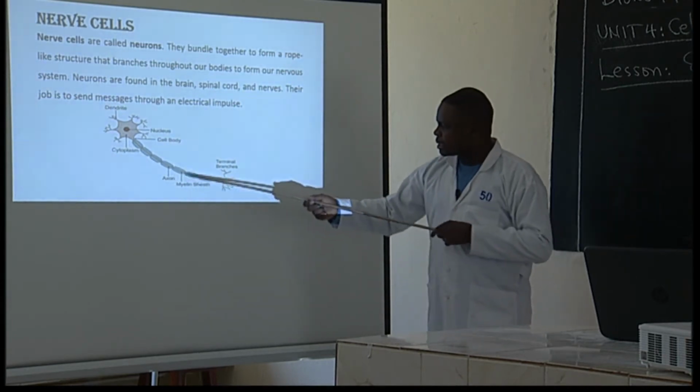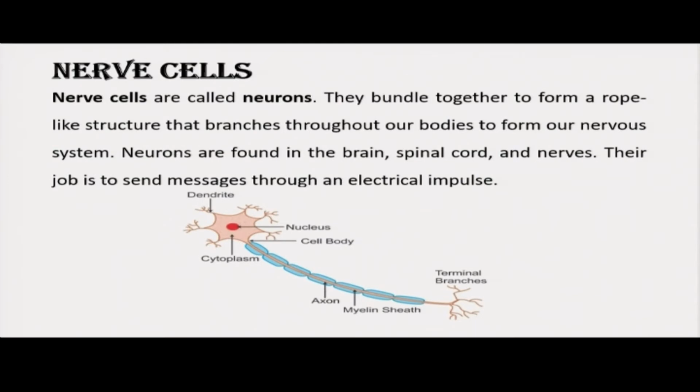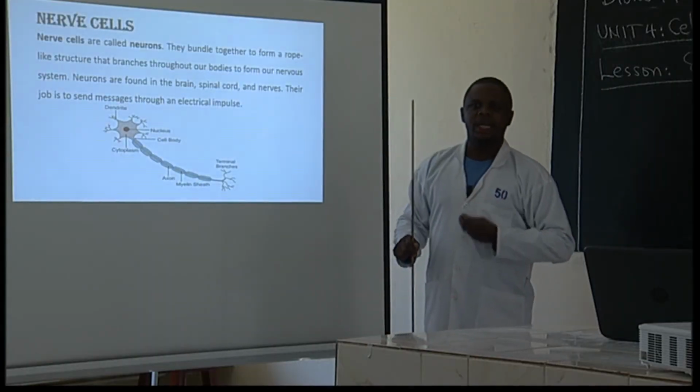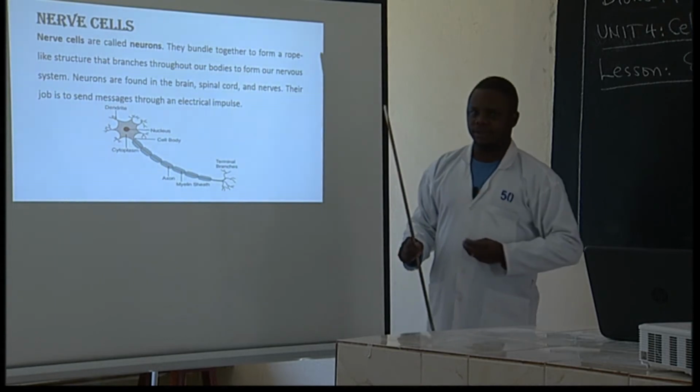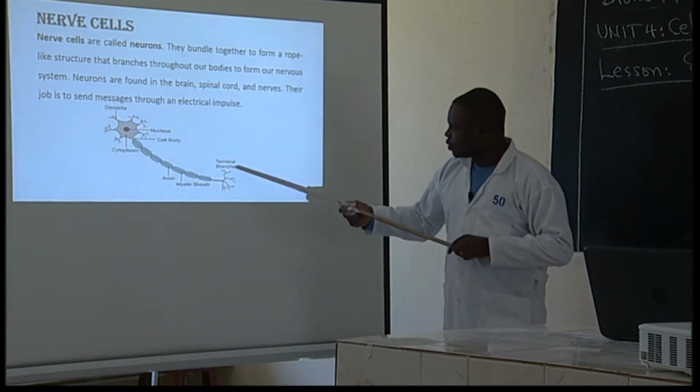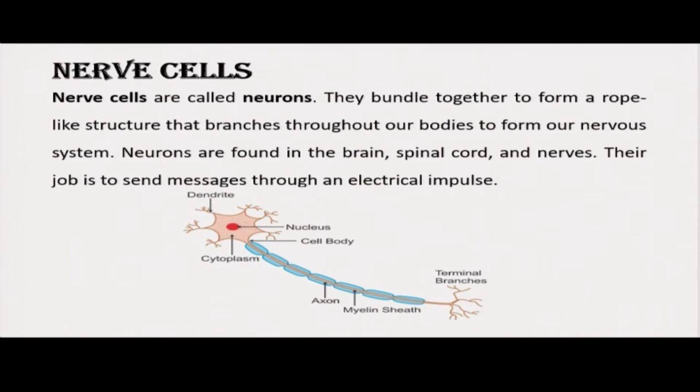The axon is surrounded by the myelin sheath. The myelin sheath is very important because it insulates the axon. It also speeds up the nerve impulse. It also has terminal branches which attach to different organs of the body.